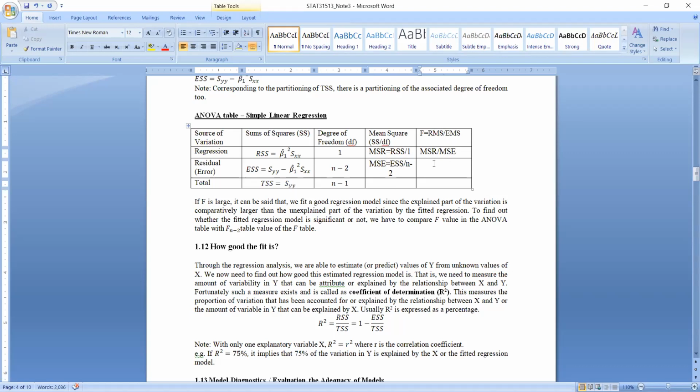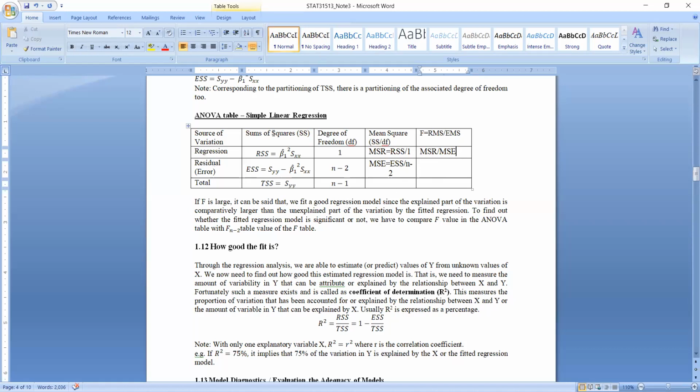You can use whatever notation you like. I have shown you both notations, so you can select whichever is easy for you. So here we have come up with the F statistic value. This is how we construct the ANOVA table.